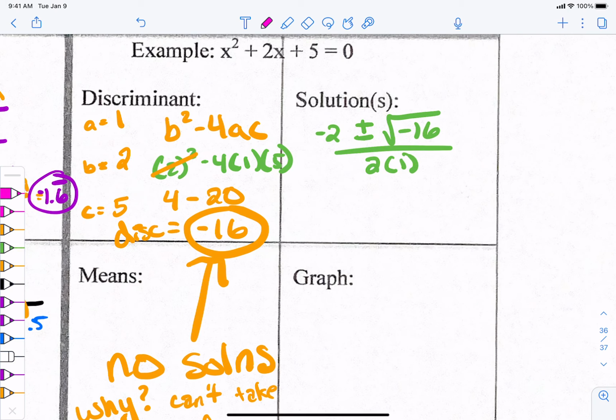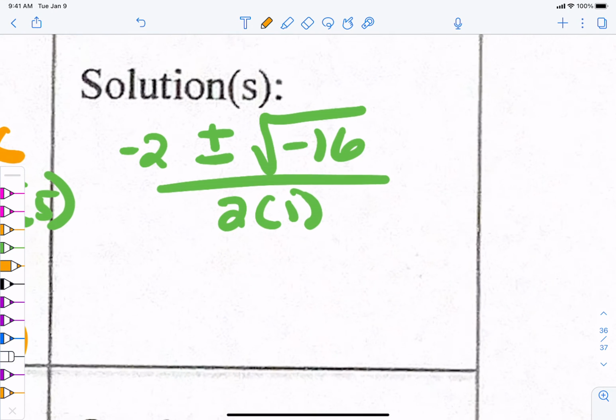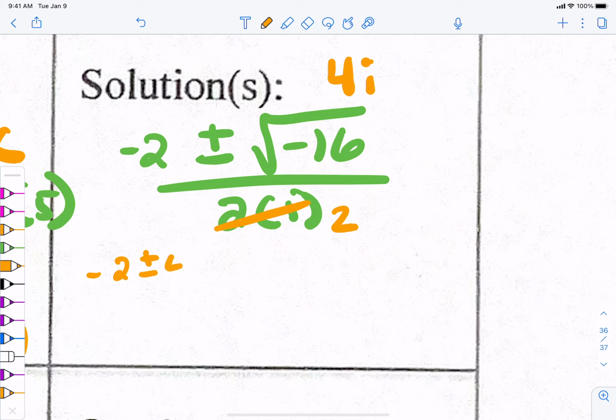Okay, so let's figure out what some of this stuff means in here. 2 times 1 is just 2, but what is the square root of negative 16? The square root of 16 comes out as a nice number, right? That's 4, but it needs an i on it because it's negative. Exactly. So it is negative 2 plus minus 4i all over 2.